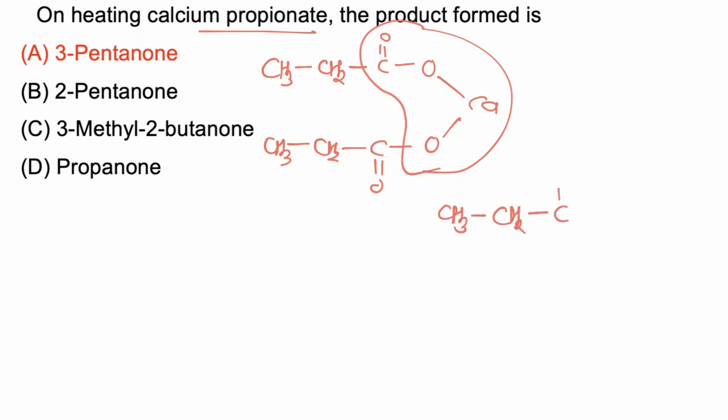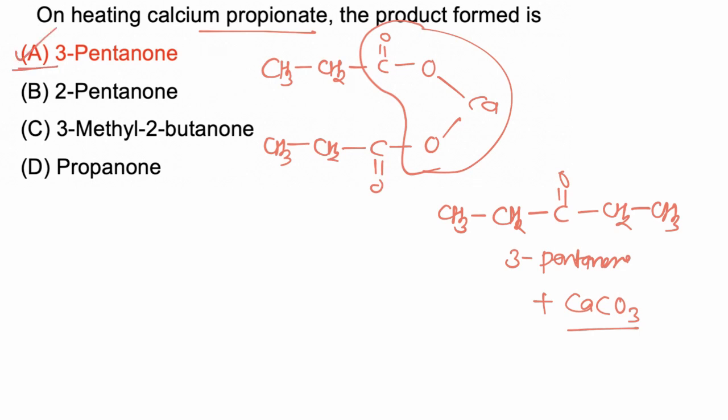So CH3, CH2, CO, CH2, CH3 is formed as a product. So 3-pentanone is obtained as the final product along with the formation of calcium carbonate, and hence the correct answer is 3-pentanone, and hence option A is correct.